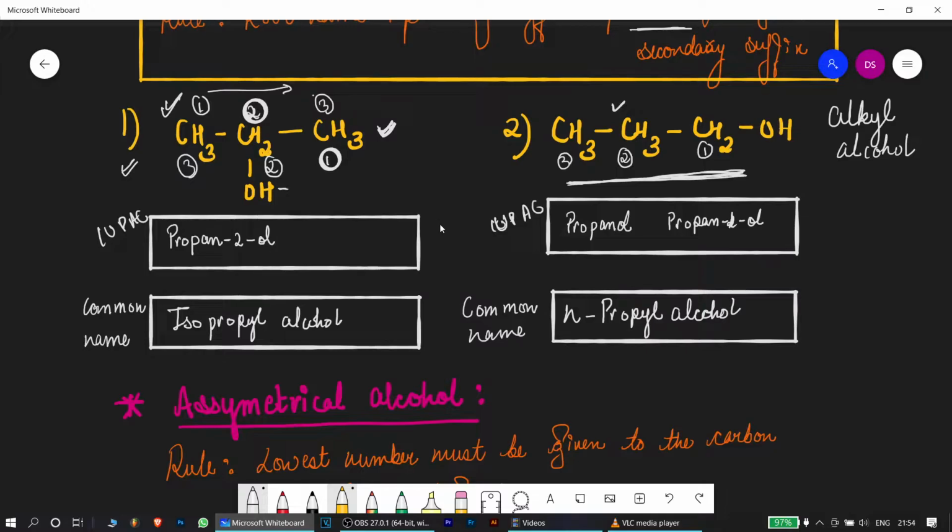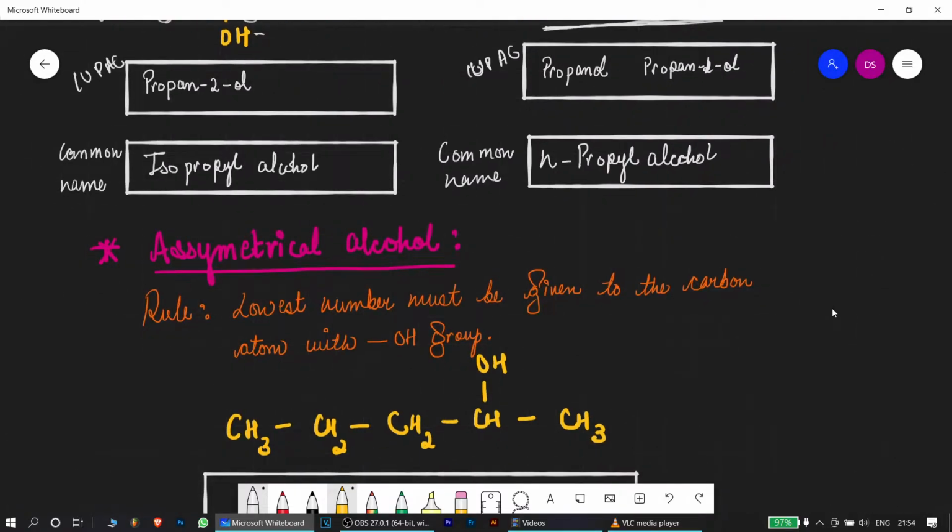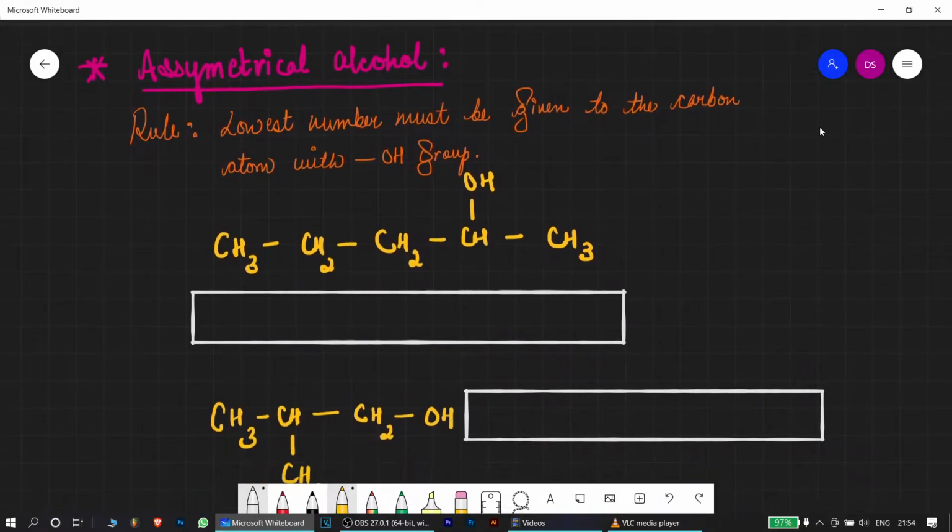But now let us look into the asymmetric alcohol naming. When you're naming an asymmetric alcohol, one very important rule you have to keep in mind is that the carbon on which the OH group is attached is given the lowest number, okay? The priority is given to the OH group, right?